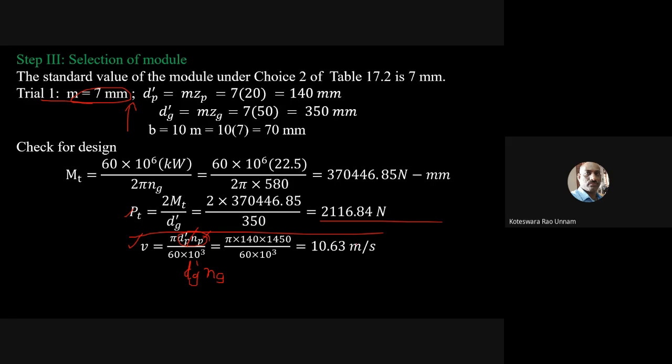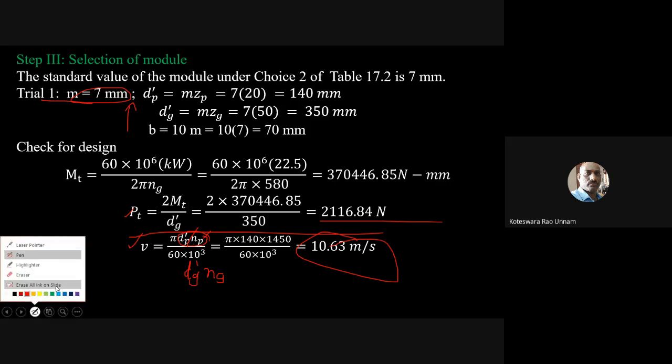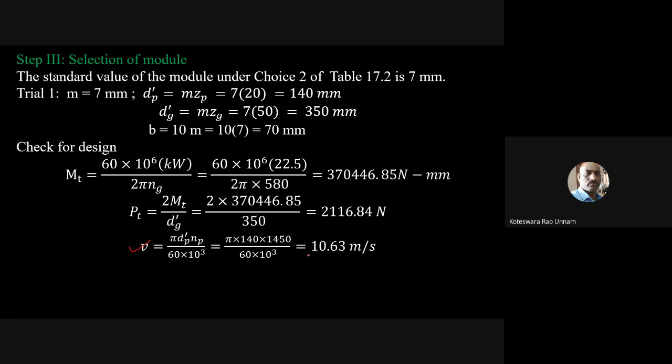If you substitute that also, you will get the same 10.63 only. So it doesn't matter, that's why you are using pinion or gear parameters. So once you got this V, which is 10.63, you need to recalculate your CV value. That is 6 by 6 plus V, which comes out as 0.3608.